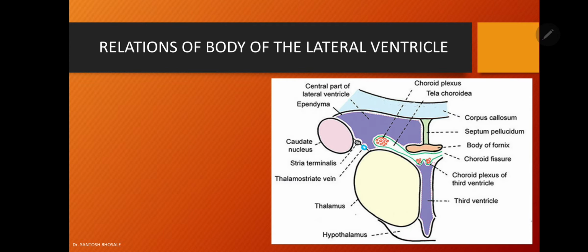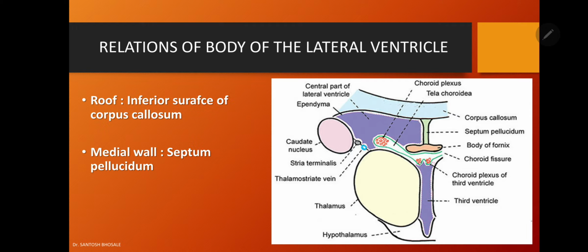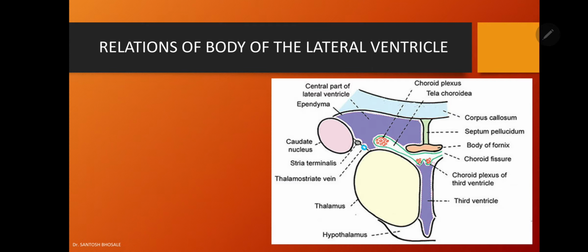You can see the relations here in this coronal section. The roof is formed by the inferior surface of the body of the corpus callosum, whereas the medial wall is formed by the septum pellucidum, which separates it from the opposite lateral ventricle. You can see the roof there, formed by corpus callosum, and the medial wall formed by septum pellucidum, whereas the floor is sloping. You can see the floor is sloping and is formed by the following structures from lateral to medial.